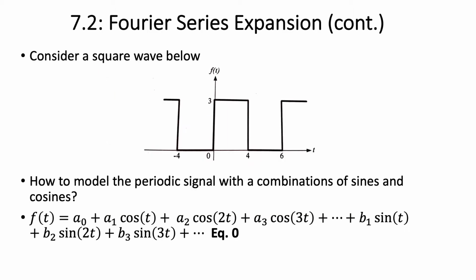We know that the square wave below is a periodic function. This periodic signal can be modeled with a combination of sines and cosines as shown here in equation 0. In order to describe the function analytically, we need to find coefficients a_i and b_i in this equation.